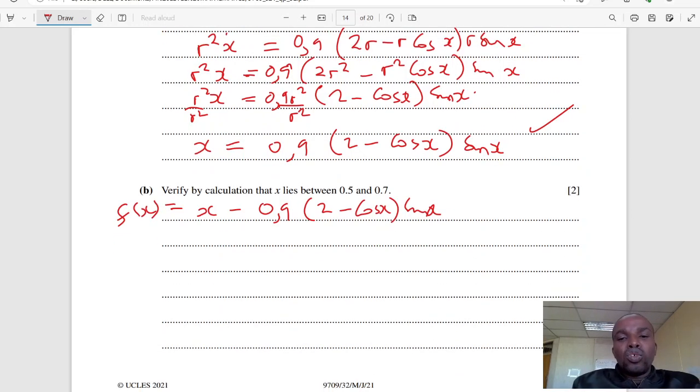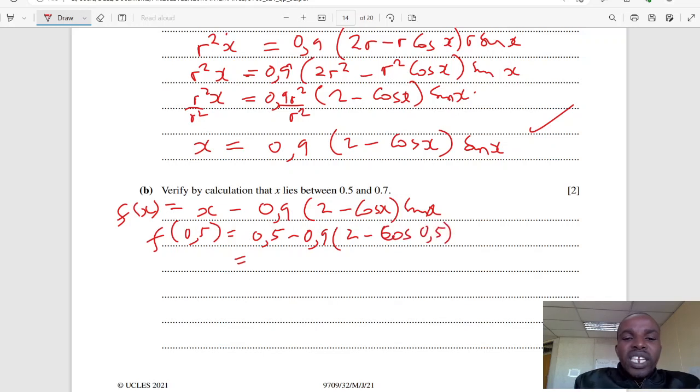Then if there's a root, I have to put f of 0.5 and f of 0.7. Then there must be a sign change. So let me put f of 0.5 first. It is equal to, where there's x, I put 0.5. And make sure your calculator is in radian mode. Minus cos 0.5. What do I get here?